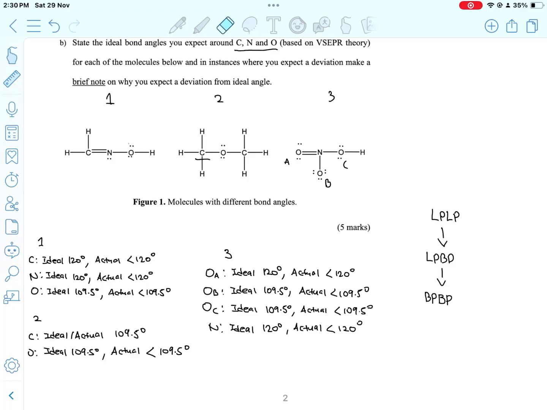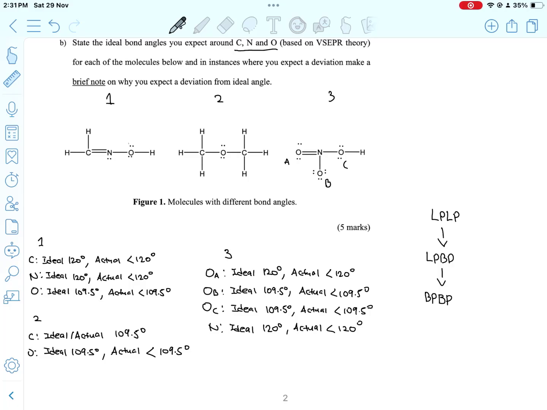Next, molecule 2 will be the carbon. There are 4 bonds and no lone pairs, so it will be exactly the same as the ideal, which is 109.5. And for the oxygen, because of the two lone pairs, it will again be less than 109.5.